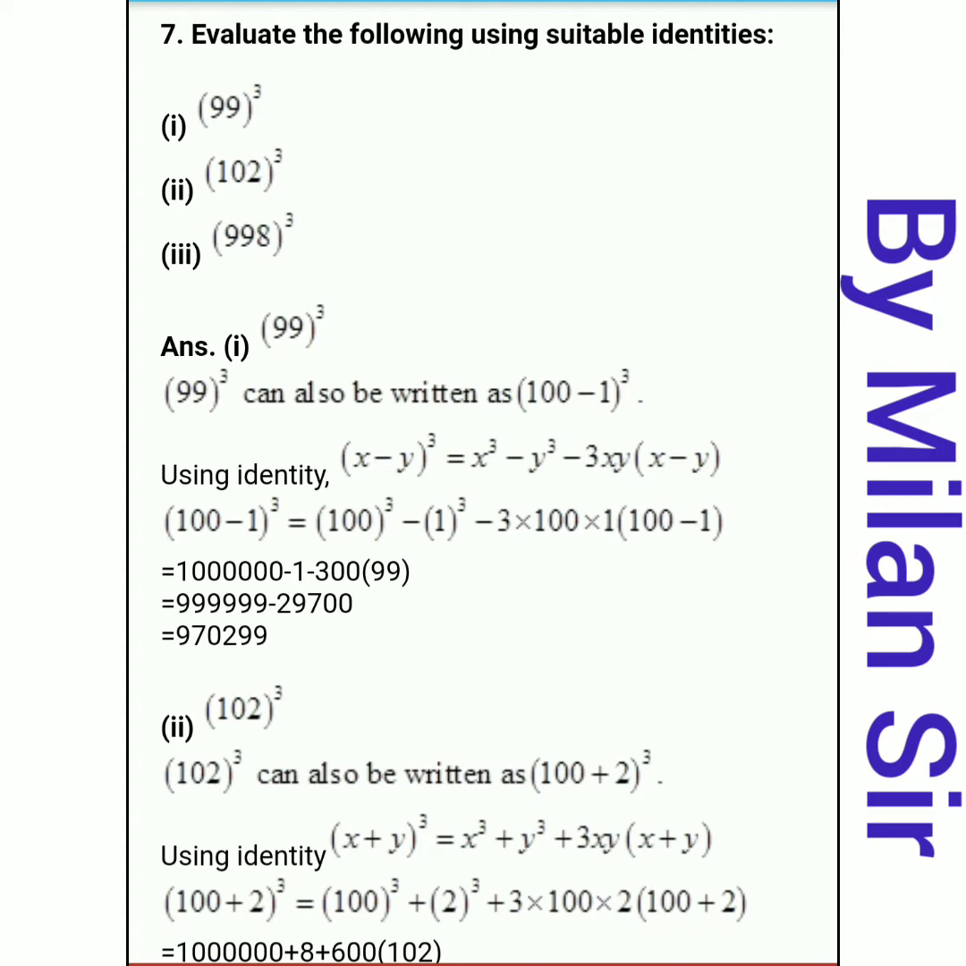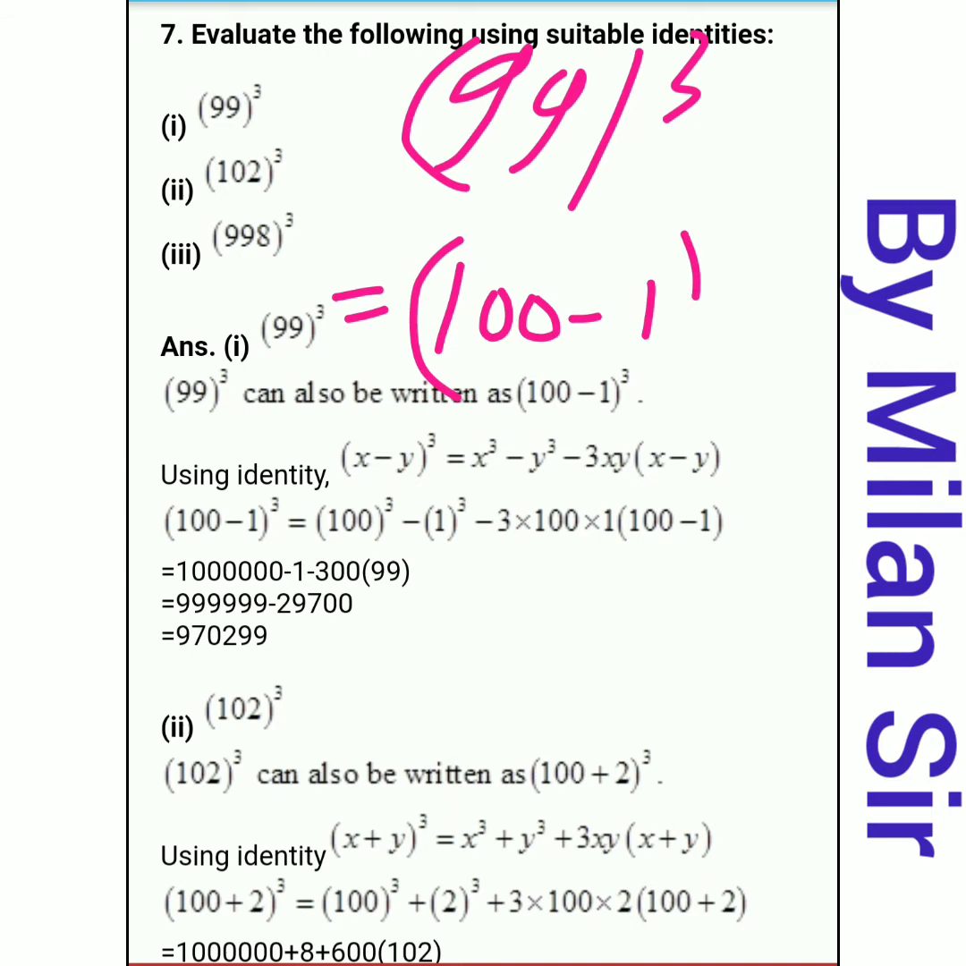Our first question is 99 cube. The nearest number to 99 is 100, so we can write 100 minus 1, all cube. Now we can use the identity a minus b all cube, where a is equal to 100 and b is equal to 1. By using this identity we can find the answer.